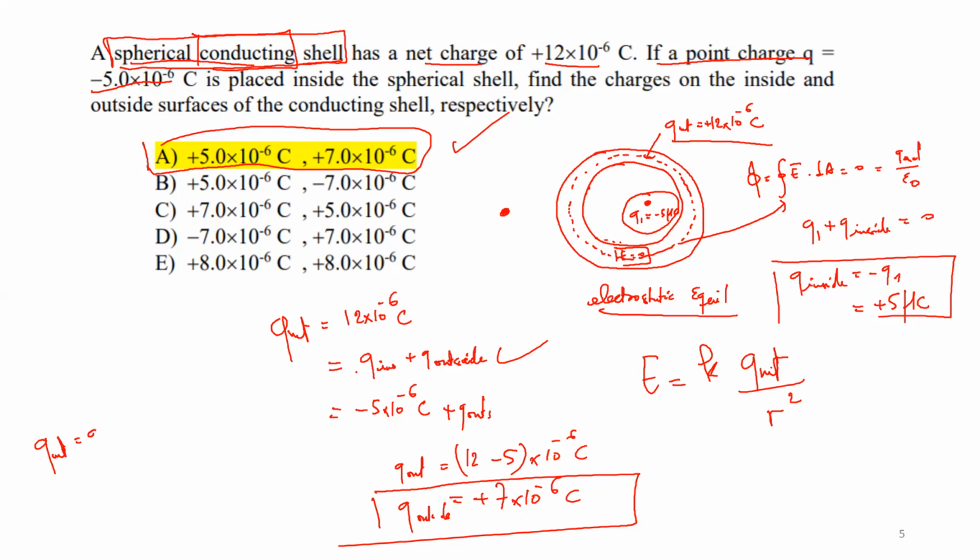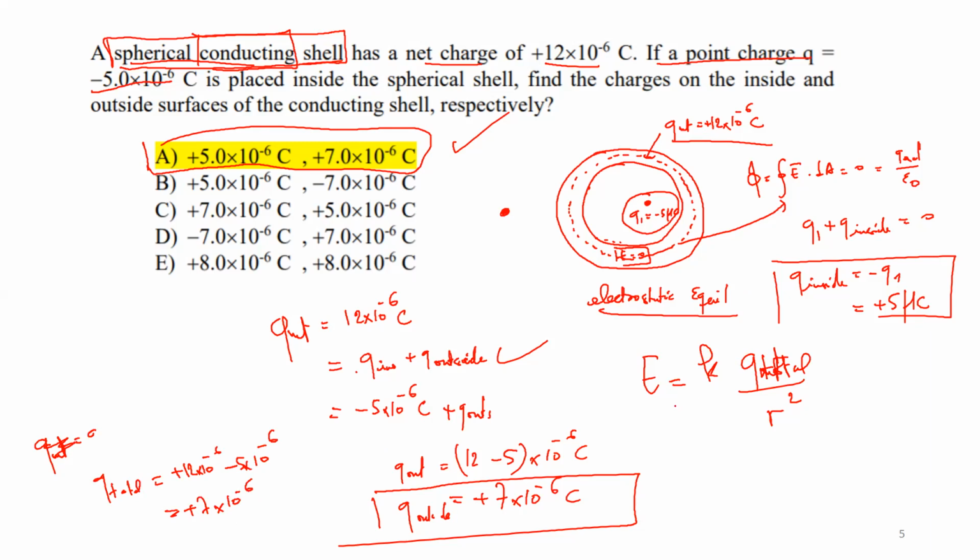Let me call this one Q total. Q total will be equal to the total charge, actually. So the total charge is what? Total charge is just plus 12 times 10 to the power minus 6 minus 5 times 10 to the power minus 6, and this will give you plus 7 times 10 to the power minus 6.